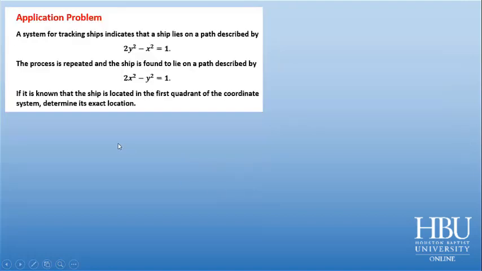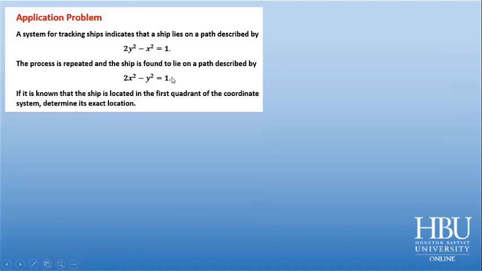Here's an application problem. Instead of the lines, circles, and parabolas that we've been talking about, this problem actually involves a type of curve called a hyperbola. A system for tracking ships indicates that a ship lies on a path described by 2y squared minus x squared equals 1. The process is repeated, and the ship is found to lie on a path described by 2x squared minus y squared equals 1.